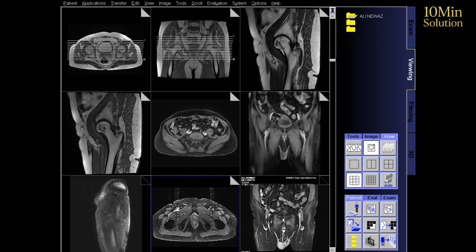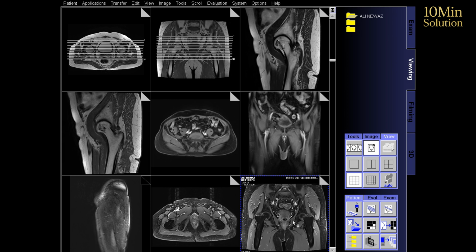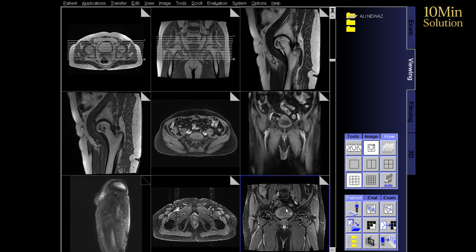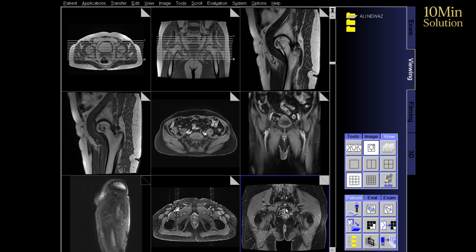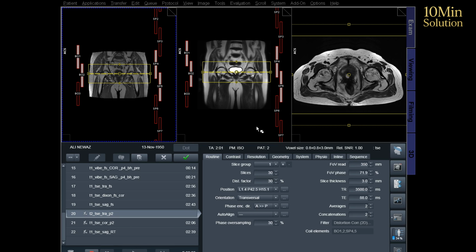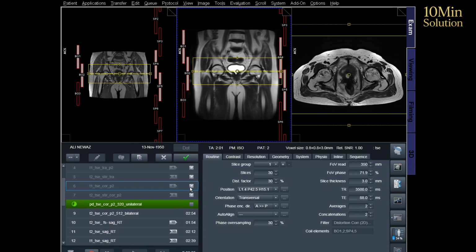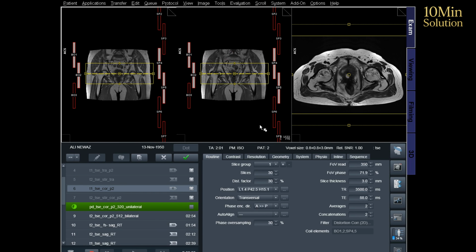In today's video, we will explore how hip MRI is performed, proper patient positioning, the essential sequences, and key points to look for while reporting. So let's get started and learn everything about hip MRI in a simple, step-by-step way.